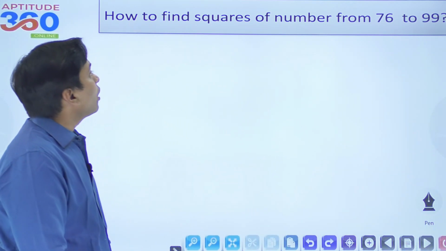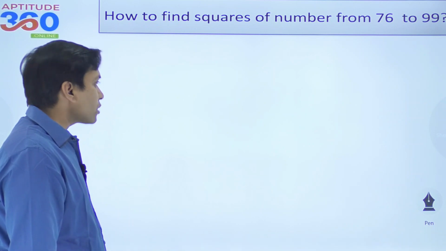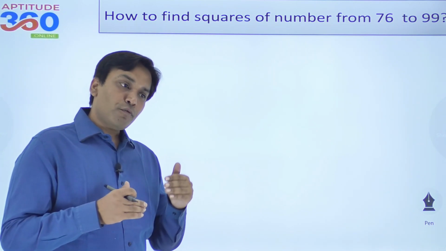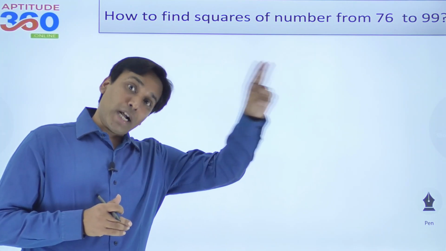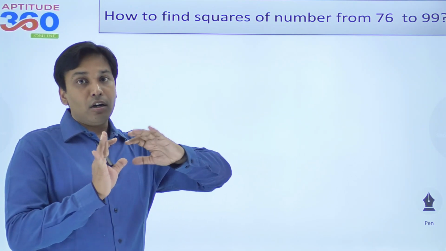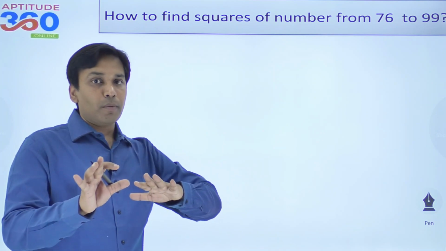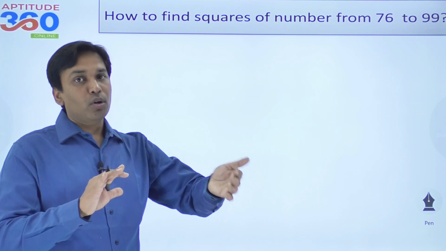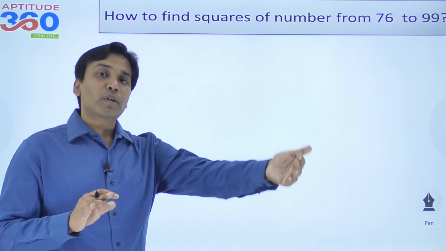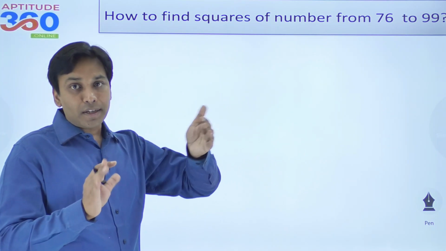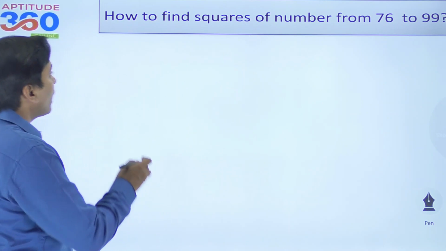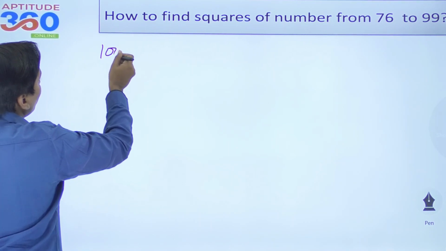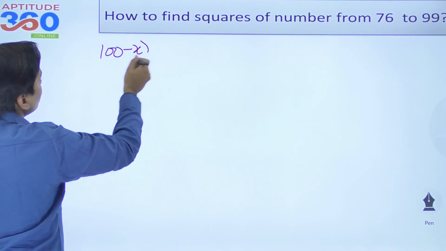What if we need to find out squares of numbers from 76 to 99? In order to find out 76 to 125, now understand the range. 1 to 25 you need to remember. 25 to 75, that 50 plus or 50 minus would do. In order to find out 75 to 125, you will have to do 100 something, right? In this case, what do I have to do? I'll find out 100 minus x whole square.